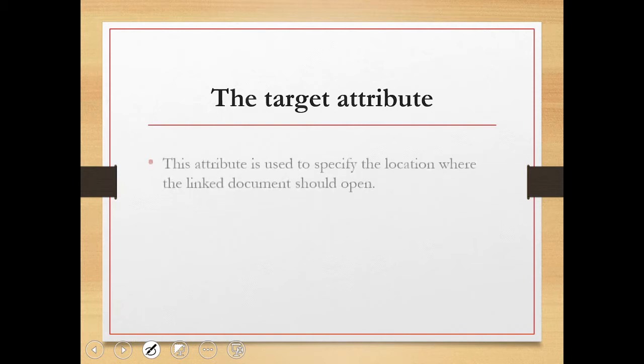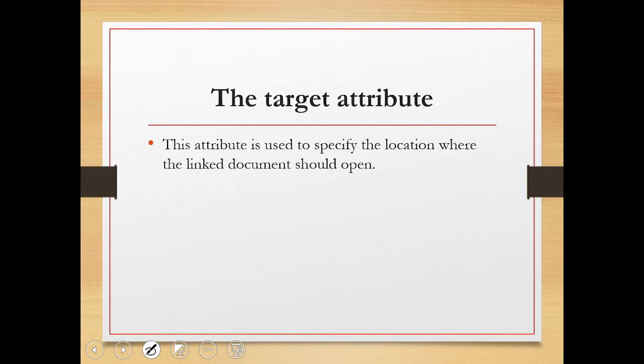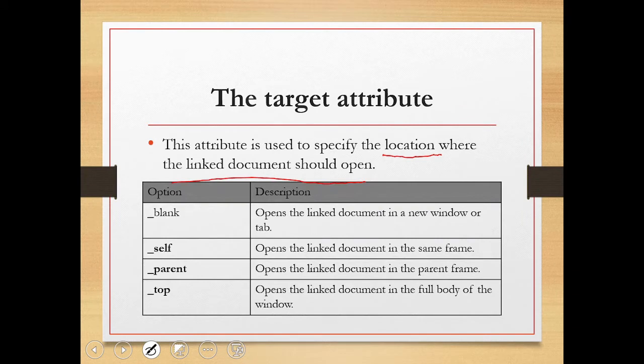So there are a few target attribute values that we need to know. The attribute is used to specify the location where the linked document should open. So when you click on a link, where exactly it should open. The value _blank means the linked document will open in a new window or a tab. If you say _self, it opens the link in the same frame. That means you click and it will load onto the same page itself. When you say _parent, it will open in the parent frame. If you have two different sections, then you will be opening into the parent.